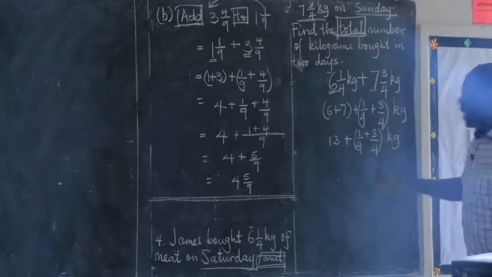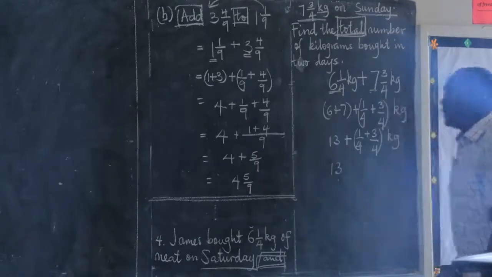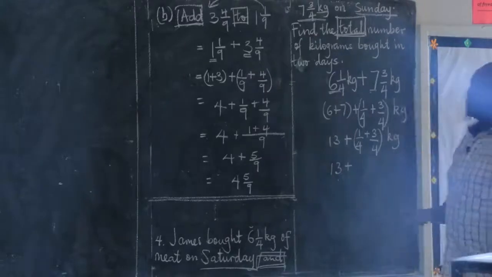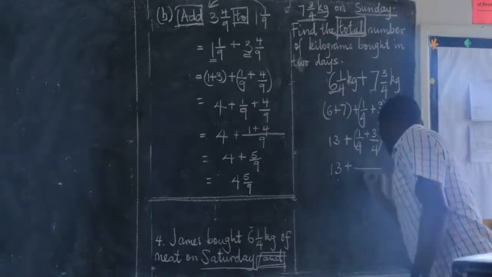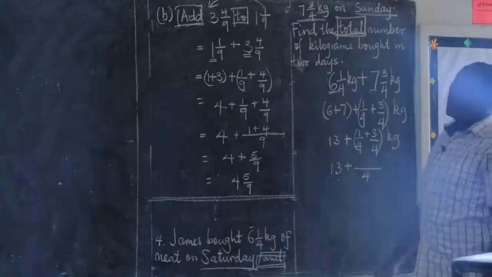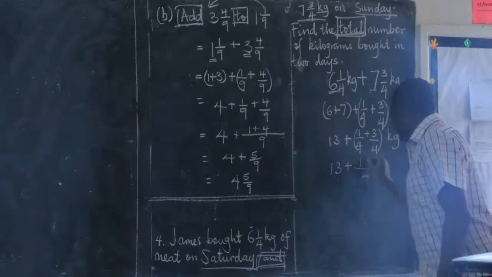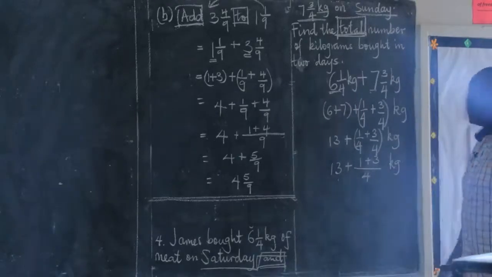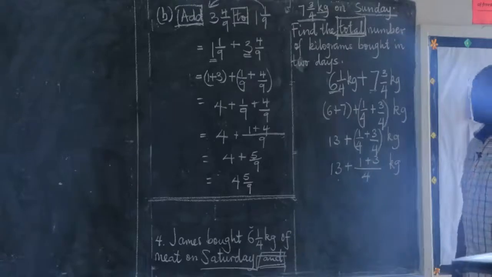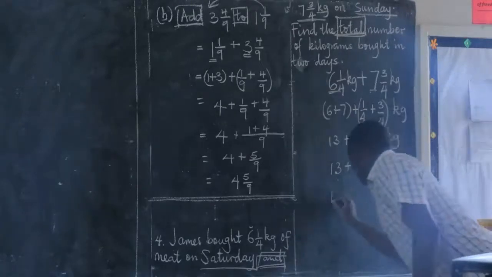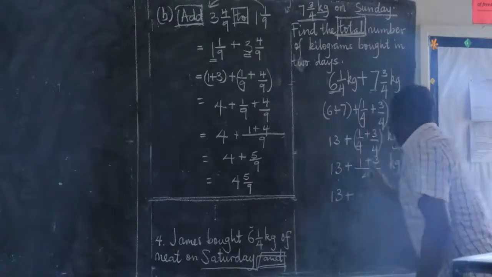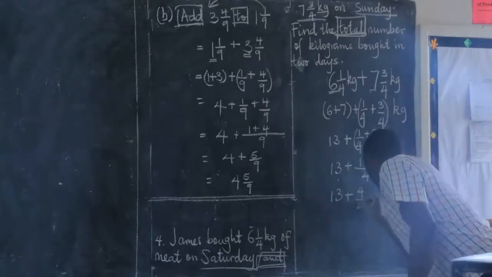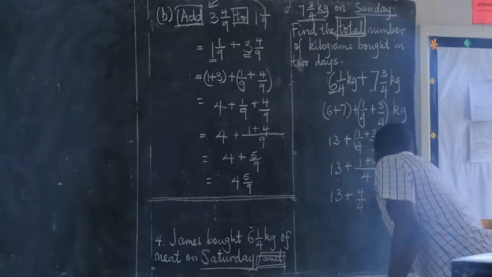Now we have 13 here. Hope you are following. Plus, keep the common denominator, and this is 4, and we add the numerators, that is 1 plus 3. Remember, we are adding kilograms, and we want to find out how many kilograms were bought in 2 days. Somebody saying 13 plus. What about 3 plus 1? 4 out of 4. These are kilograms.